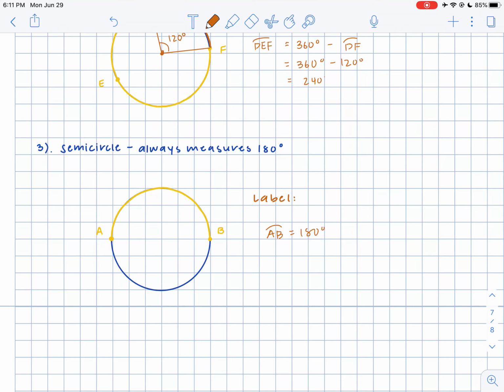So what did we learn in this lesson? We refreshed our memory on an angle, which is 2 segments or rays that share an endpoint. And we call that endpoint the vertex. And we related it to major and minor arcs. And we learned about 3 types of arcs: minor arcs, major arcs, semicircles, and we also learned how to measure those arcs.